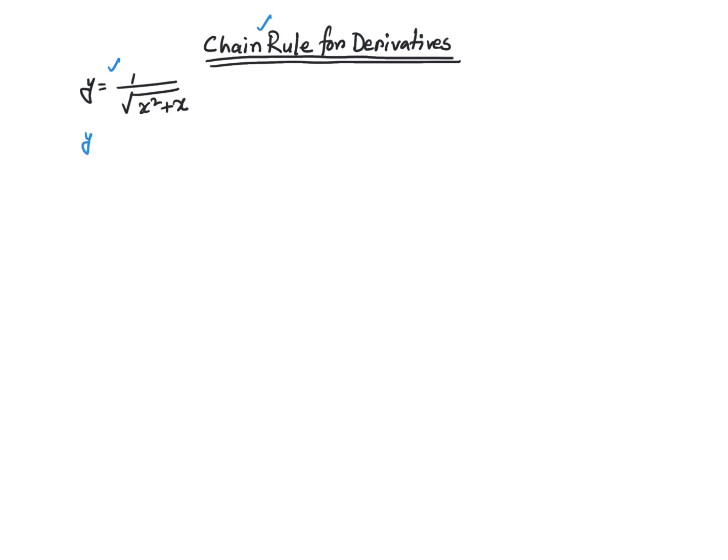So I could rewrite this function as y is equal to x squared plus x raised to the power negative 1/2. I could do that. As you probably know, this is the same as 1 over x squared plus x raised to the power 1/2, which is the same as this. So let's go ahead and define a function g of x, which is going to be x squared plus x, and my f of x is going to be just raise the power of x to the power negative 1/2.